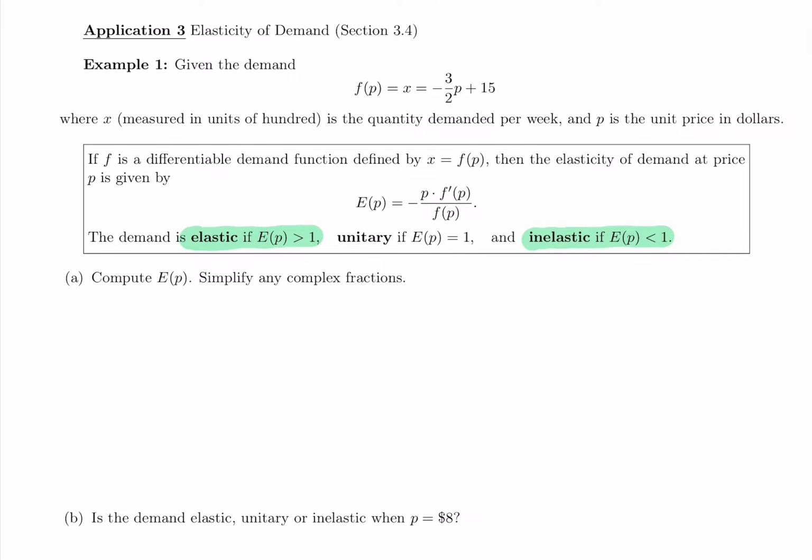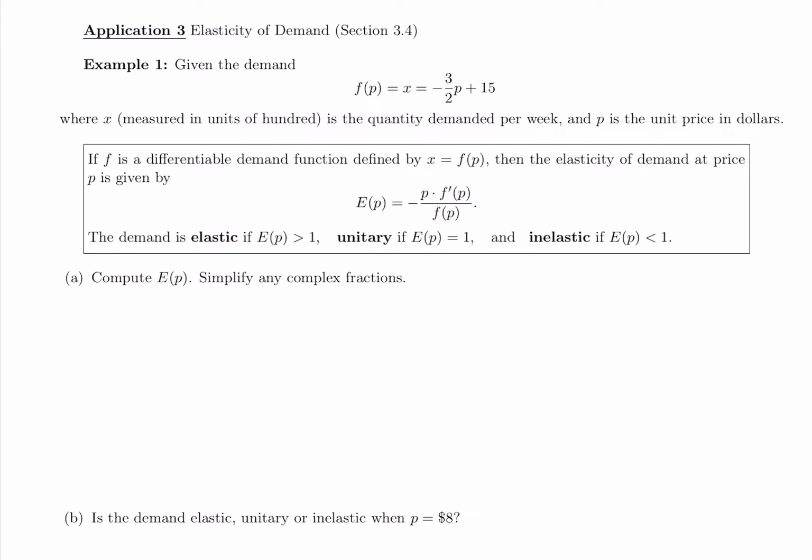So elastic means big change in demand if you change the price. Inelastic means small change in demand if you change the price. And then unitary means it's proportional. So if you change the price by a certain amount, the demand changes by a pretty similar amount as well. So we're going to get into how to use the derivatives to look at this and not really talk about the interpretation, but just to give you an idea of what it means. Big change in demand for elastic, small change in demand for inelastic, and unitary means proportional change in demand when you change the price.